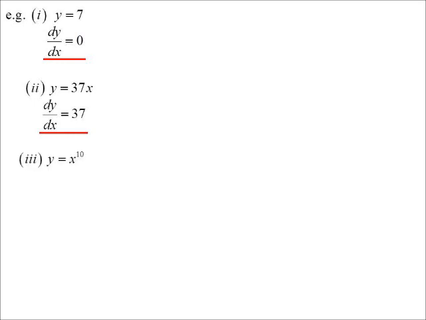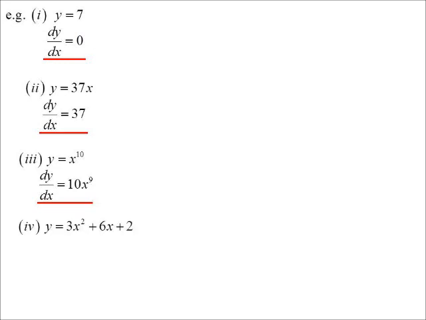Okay, so let's do some simple examples then. If they give us a question like this in the test, we just say, thank you very much. Y equals 7. We don't need first principles. We say, oh, well, derivative is 0. 37x, derivative 37. X to the power of 10. Oh, I think I mentioned that one before. Bring the power down, so we get 10x, subtract 1 from the power, 10x to the 9.